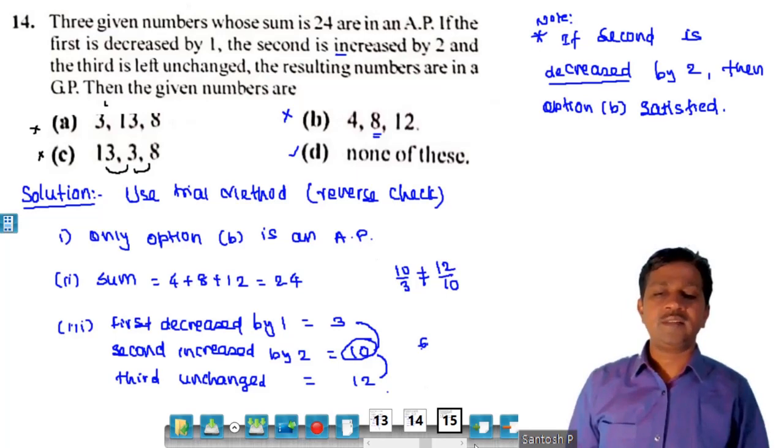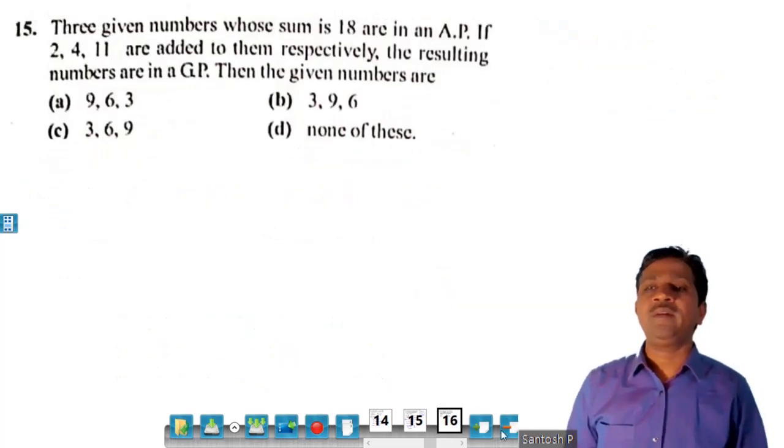Okay. Let us see now the next, number 15. Again, a similar question. The three numbers whose sum is 18 are in AP, and 2, 4, 11 are added to them respectively. The resulting numbers are in GP, then the given numbers are.